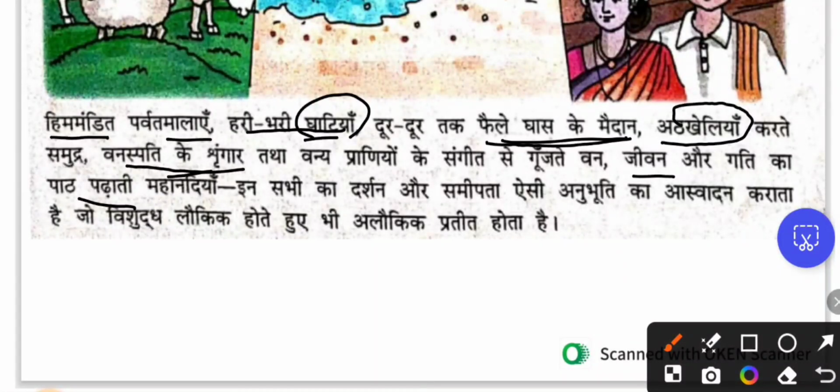Vanaspati ke shringar, so the beauty which is decorated with the vegetation. Vanaspati includes plants, trees and creepers, everything. Okay. Tatha vanya praniyo. Vanya praniyo means the animals that live in the forest, wild animals. के संगीत से गूंजते, so the music of the wild animals that is echoing all around in the forest.